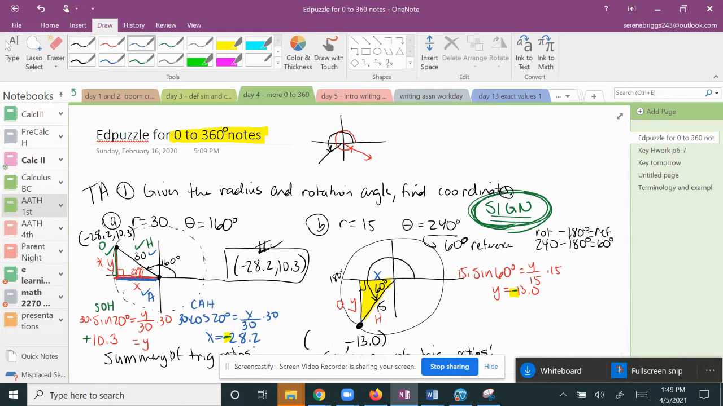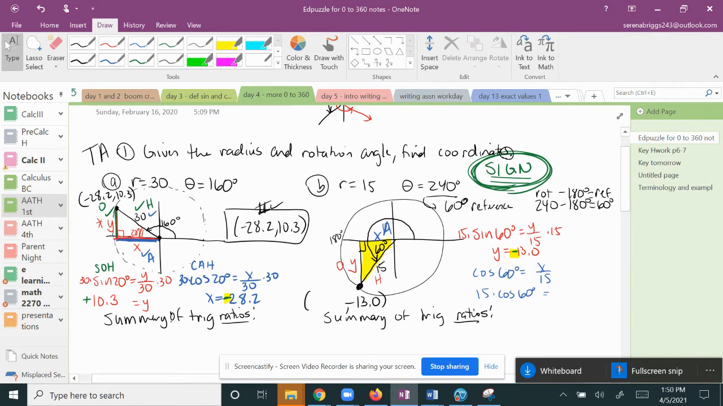And then for my x, that's the adjacent, and I have the hypotenuse. So the cosine of 60 degrees is equal to x over 15, so x is 15 times the cosine of 60. Hey, wait, I know the cosine of 60. When I type it into my calculator, the cosine of 60 is 1/2. So this is exactly 7.5.